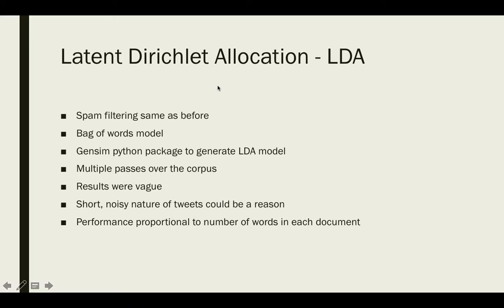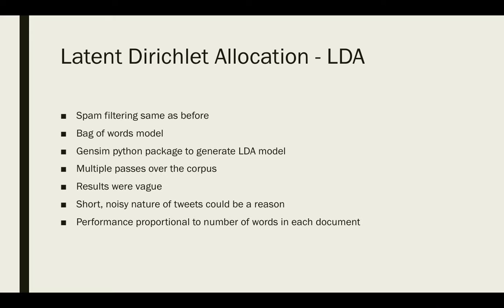The second approach we tried was latent Dirichlet allocation based topic tagging. The initial spam filtering steps were in common with the earlier approach. Each tweet is then represented in the bag of words model. An LDA model is then extracted from this representation of each tweet in the entire corpus. The Python package gensim was used for this implementation. In an attempt to get more accurate results, we ran many passes over the entire corpus, since that would lead to better topic convergence. The results, however, were vague.